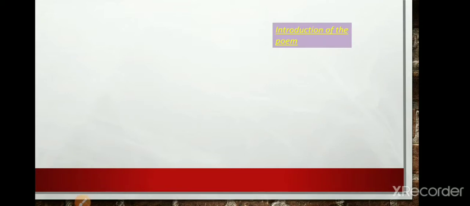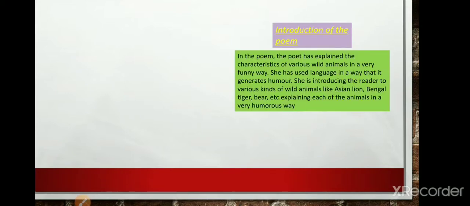Now let's see the introduction of the poem How to Tell Wild Animals. In the poem, the poet has explained the characteristics of various wild animals in a very funny way. She has used language in a way that it generates humor. She is introducing the reader to various kinds of wild animals like the Asian lion, Bengal tiger, bear, etc., explaining each of the animals in a very humorous way.